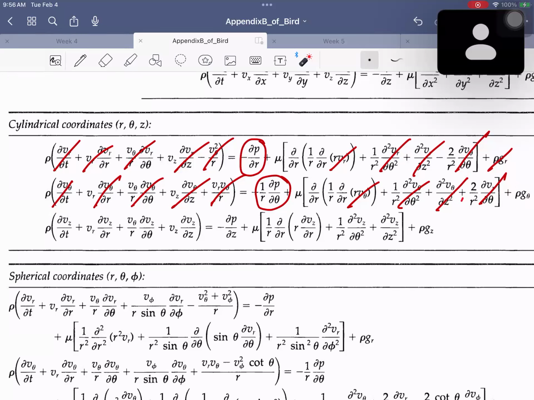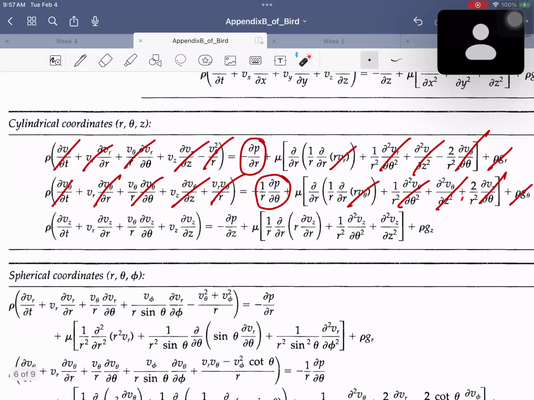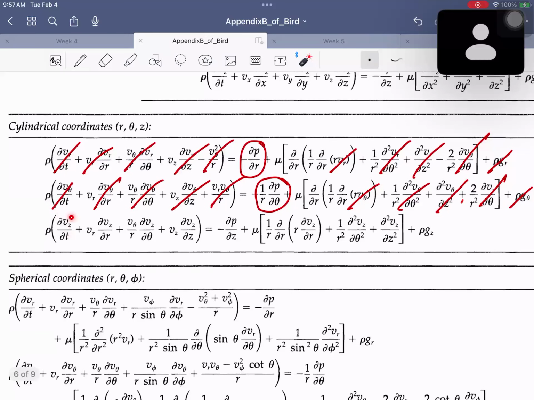Gravity in theta direction? No, right? So just cancel it. So again, what we have is just dP by d theta equal to 0. All right. Last one, in z direction. Let's take a look at each term.